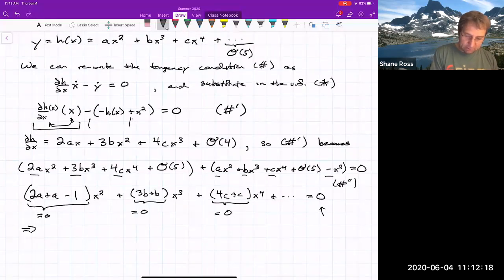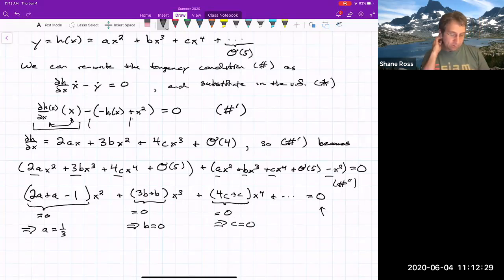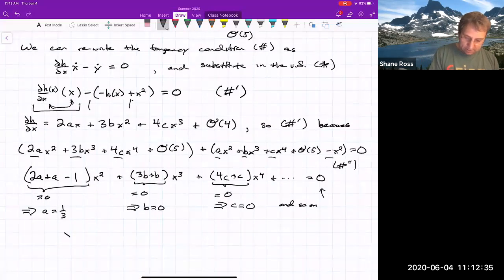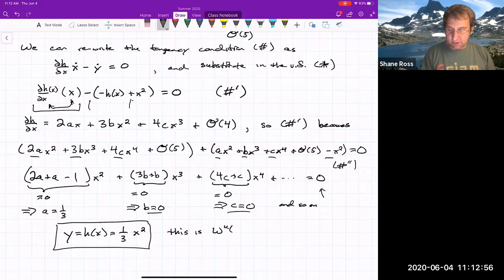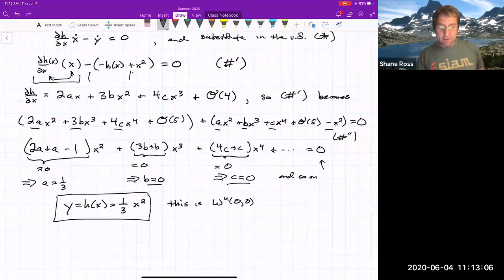So what does this lead to? You work that out, a equals 1/3. This leads to b equals zero. This leads to c equals zero. Any higher order term would give us zero. So that means y equals h of x equals 1/3 x squared, which is what we knew from the earlier calculation because we were able to get it. Usually it doesn't truncate like this where it's zeros for all the rest of them. Usually there's something non-zero there and you have to truncate to some order of approximation. Here it does truncate.